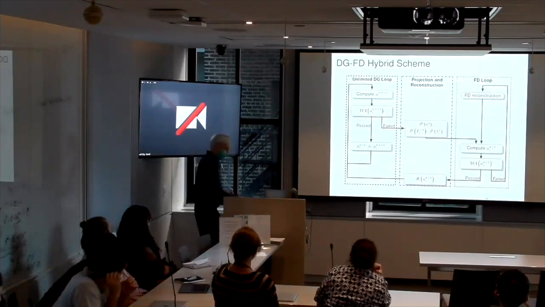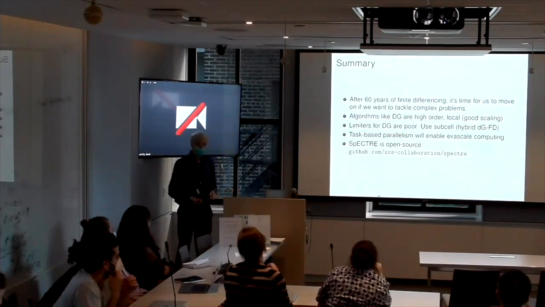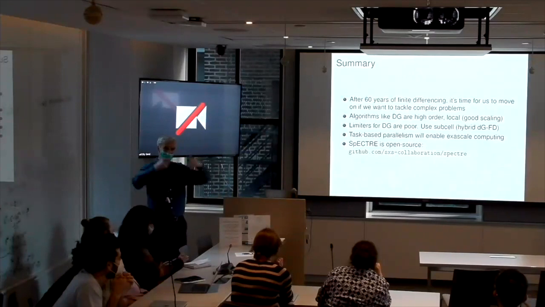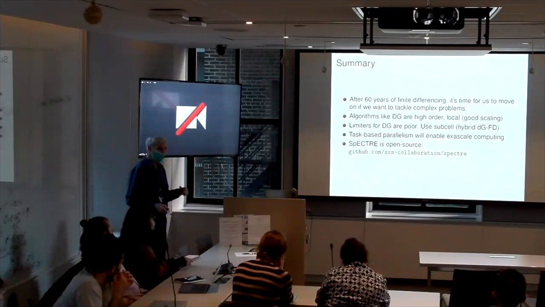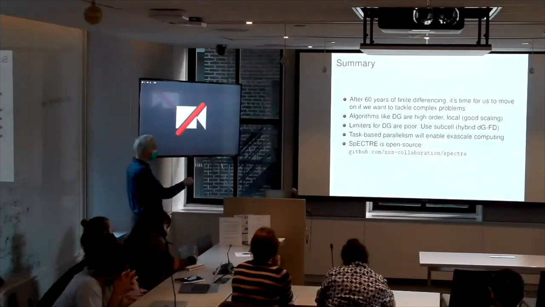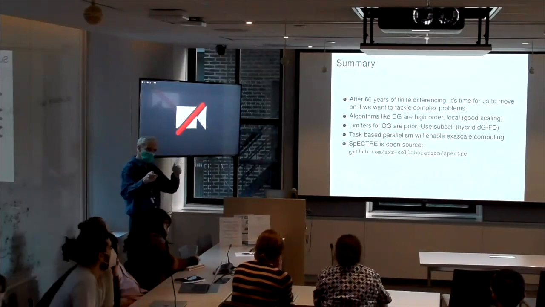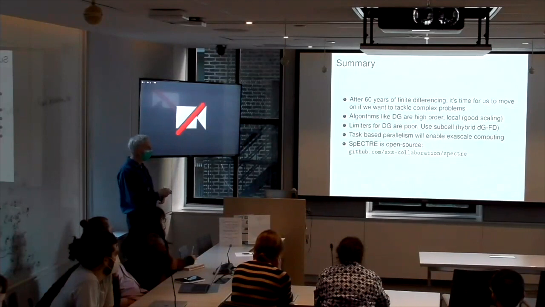Okay, so, just to summarize, all right, enough is enough. 60 years. Okay. It's time to open our minds and think about other numerical methods that may be appropriate to the hardware of today. Algorithms like DG are high order, they're local, they only use nearest neighbor information, so you get good scaling. The limiters in the literature are poor. You should use, I think, a subcell method, which is a hybrid.